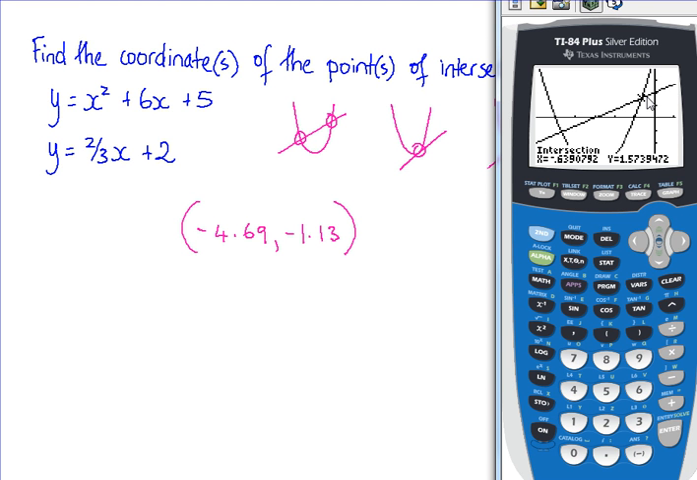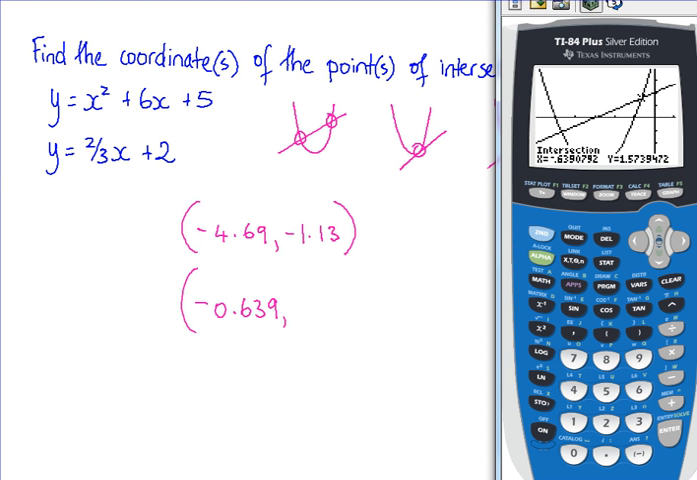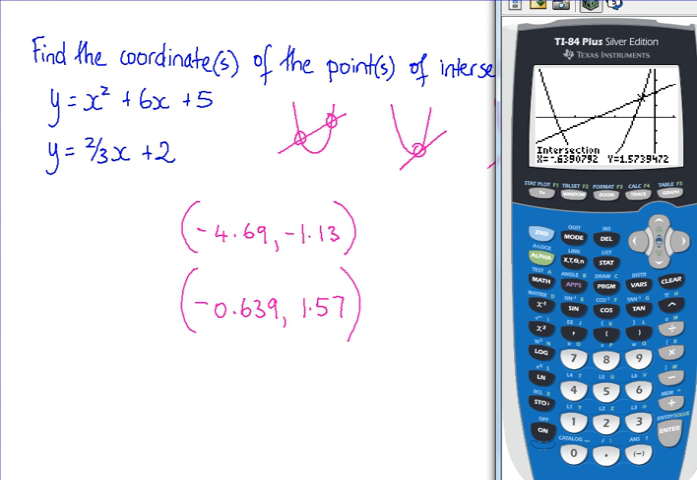So the second coordinate is x is equal to negative 0.639, negative 0.639, and the y value of the coordinate is 1.57. Okay, so there's our answers, but really you should draw a sketch to show how you found this, because there's no working on the page here. So you really want to draw a sketch that's relatively accurate for what you see.